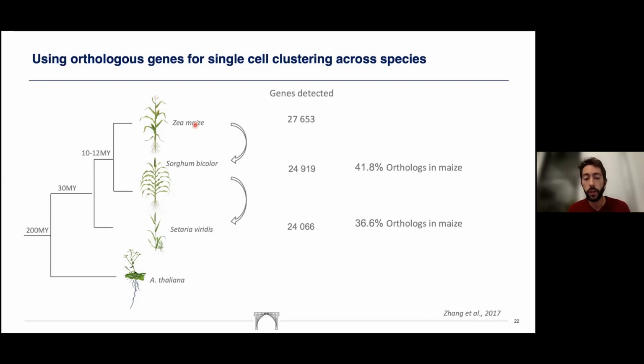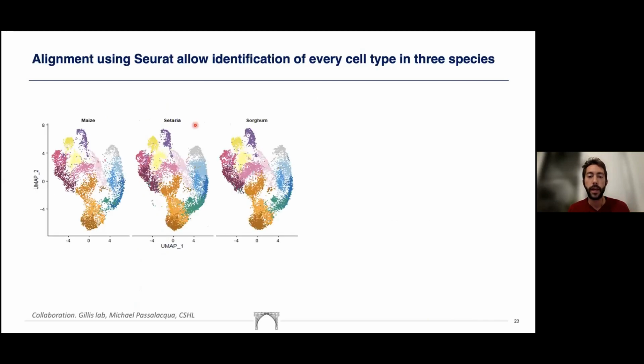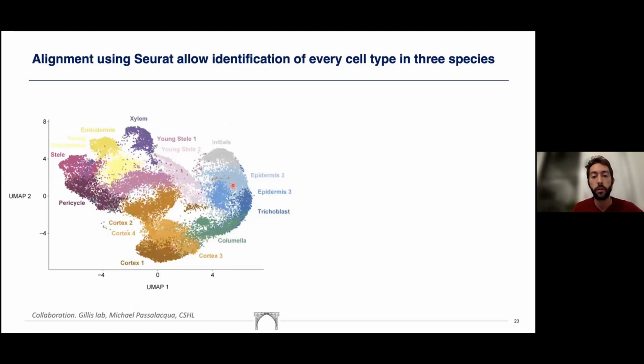And so we used the same R package Seurat to do so. And Seurat was extremely efficient at assigning cell identity, or assigning cells to the maize dataset we had. And so using the maize markers, we were able to identify all the different cell types in our single cell and single nuclei dataset, with epidermis, columella, all the cortical cells, pericycle, stele, endodermis, and so on.